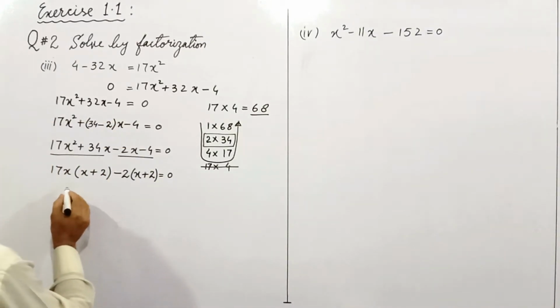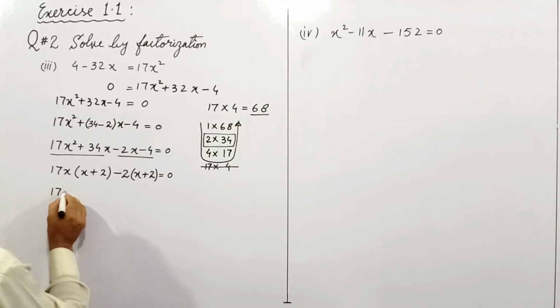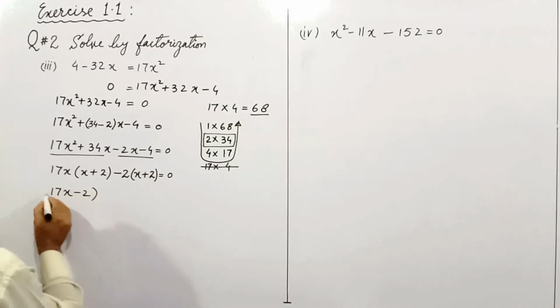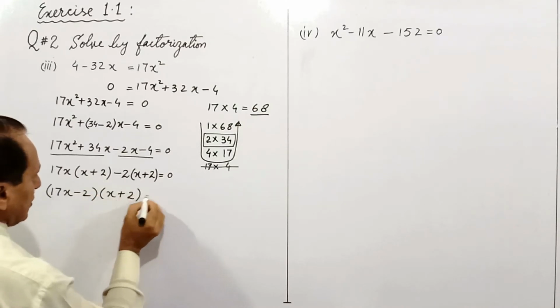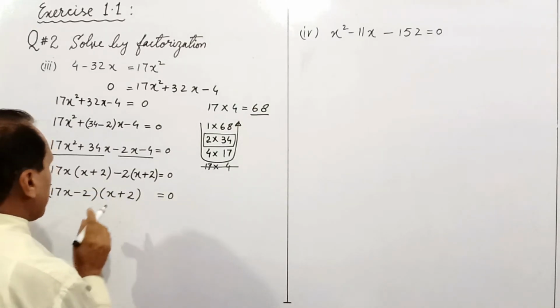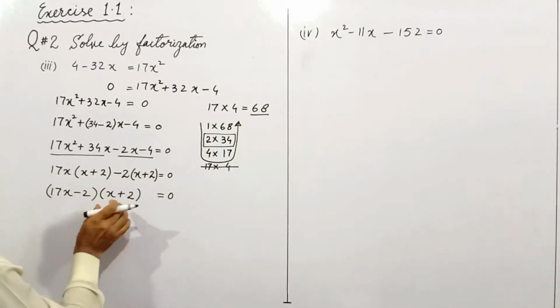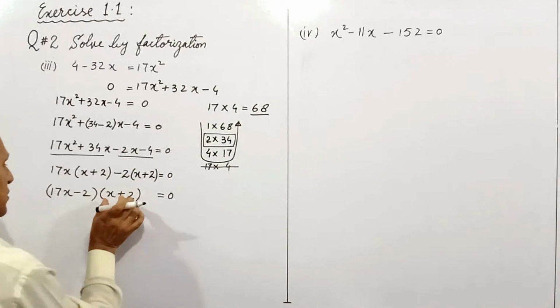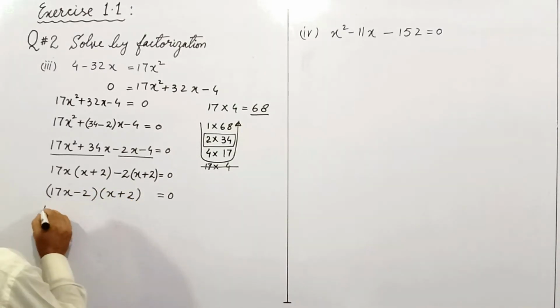Now in the next step we write 17x − 2 as the first factor and x + 2 as the second factor according to the right property of taking common, because the common x + 2 is present on the right hand side, so we write it on the right as the second factor of this product.